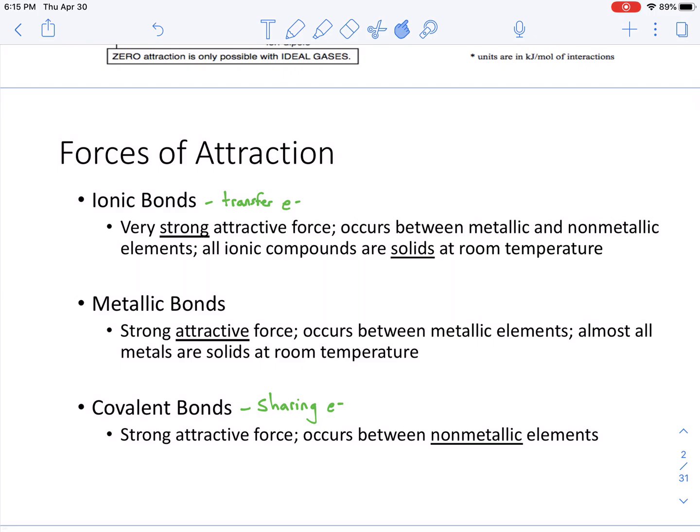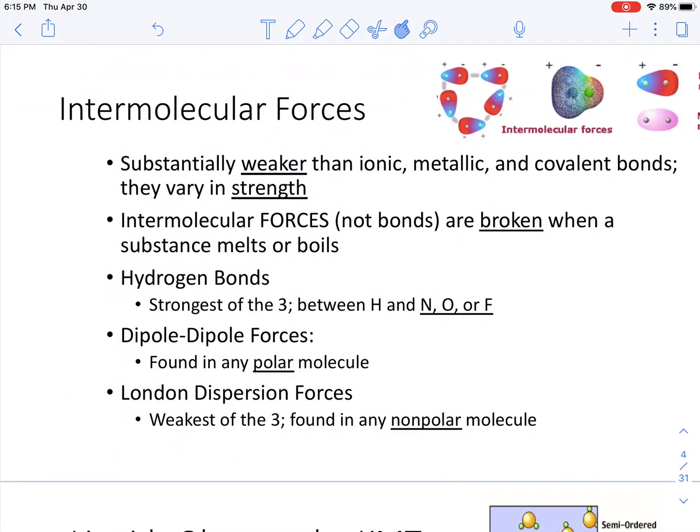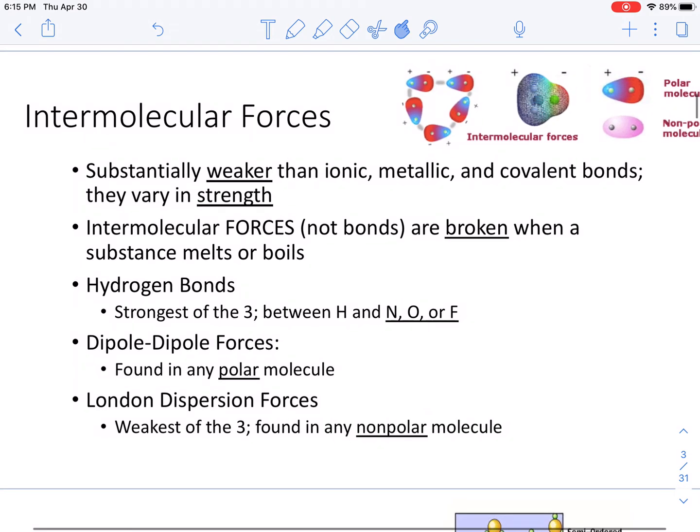Okay, so let's now talk about intermolecular forces, and as we're doing that, remember that covalent bonds can be either polar or nonpolar, which is going to help us to figure out the strength of the intermolecular forces, which are holding molecules together. So the weakest one happens between nonpolar molecules. The weakest ones are called London dispersion forces.